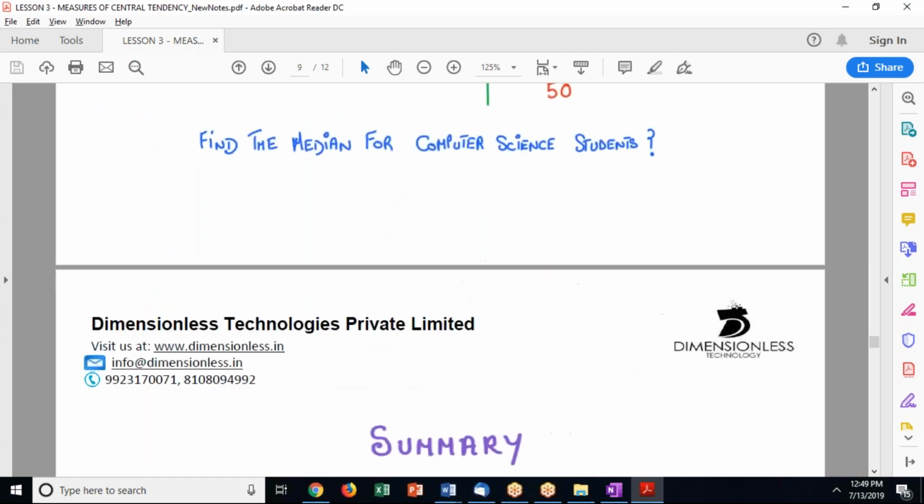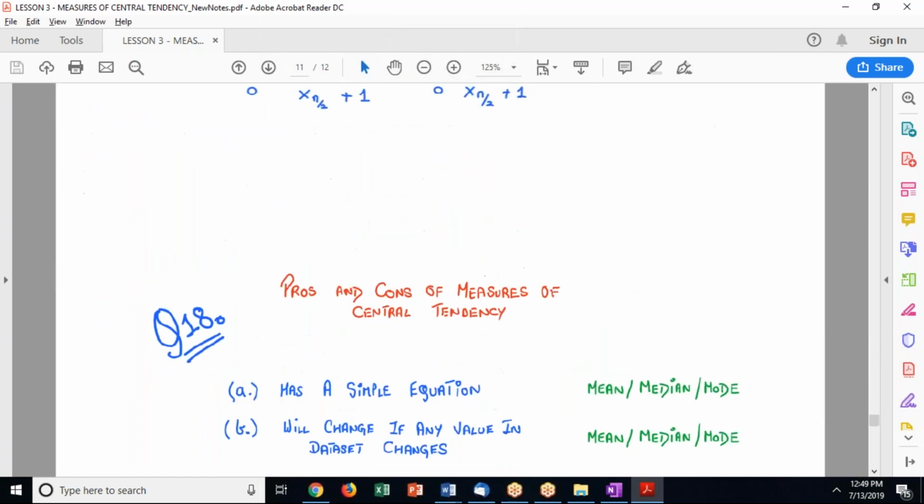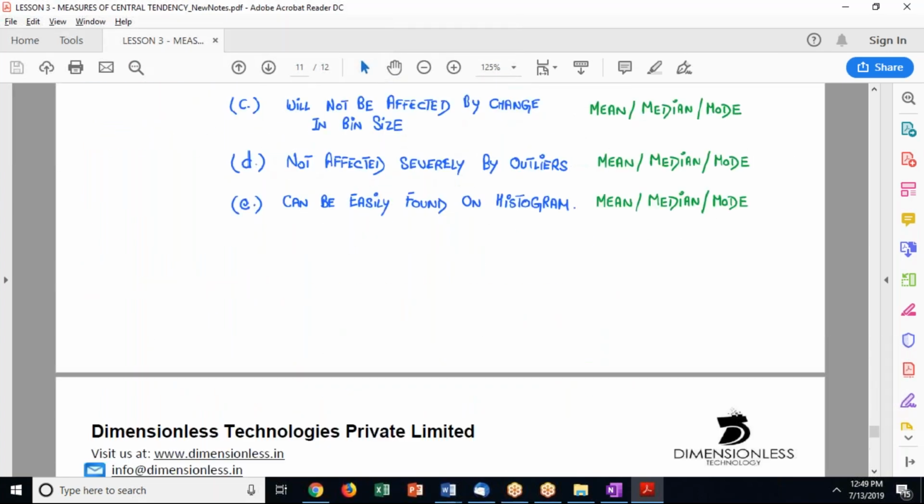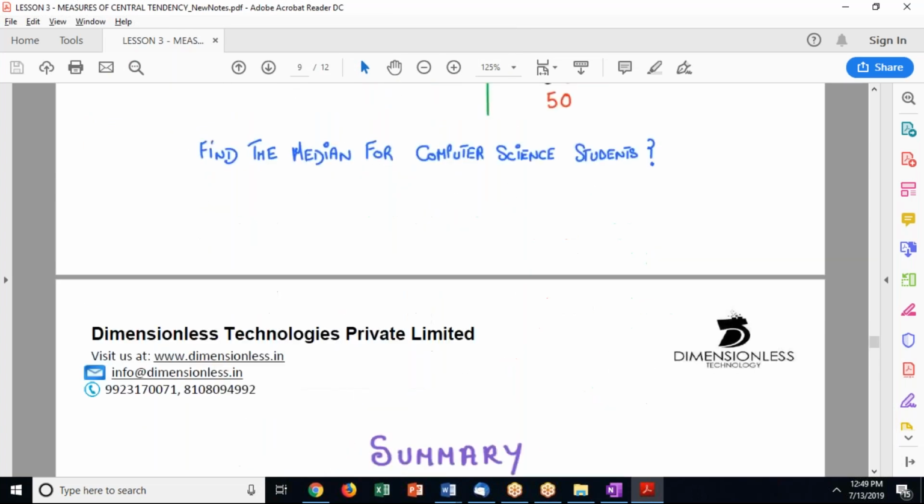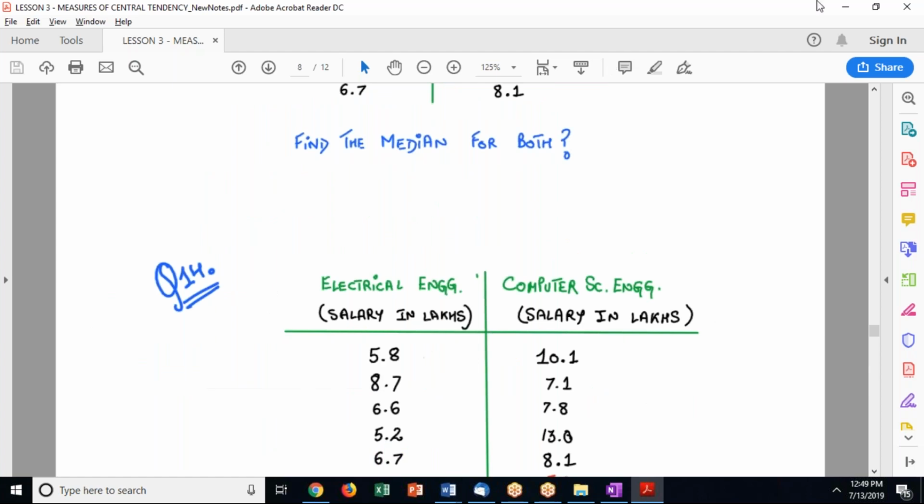So we'll start from median tomorrow. Again, a lot of things to be learned, and then we'll talk about a lot of distributions tomorrow, right? All right.